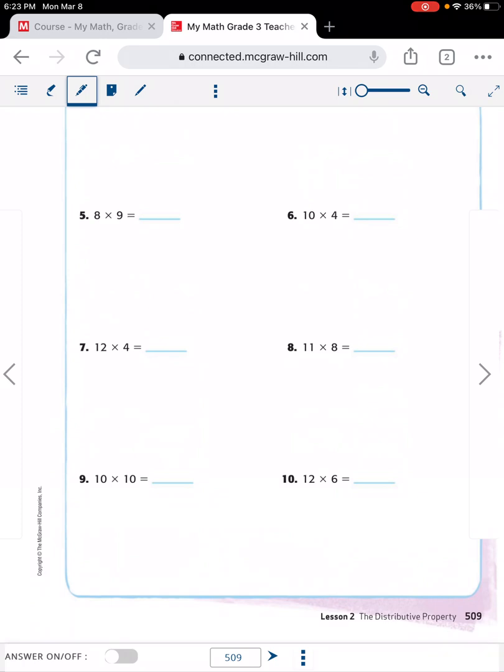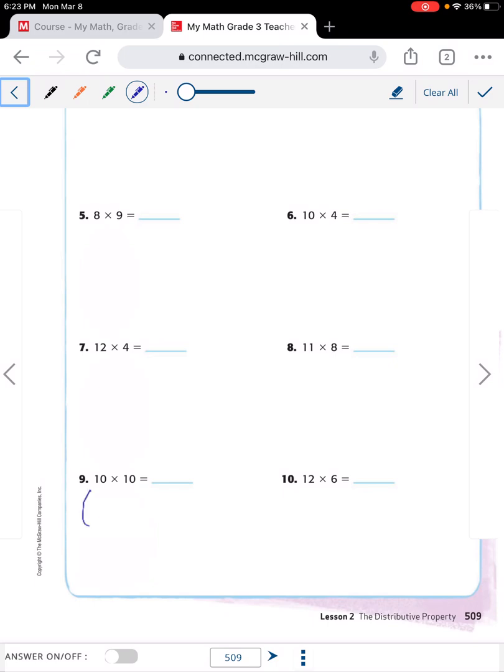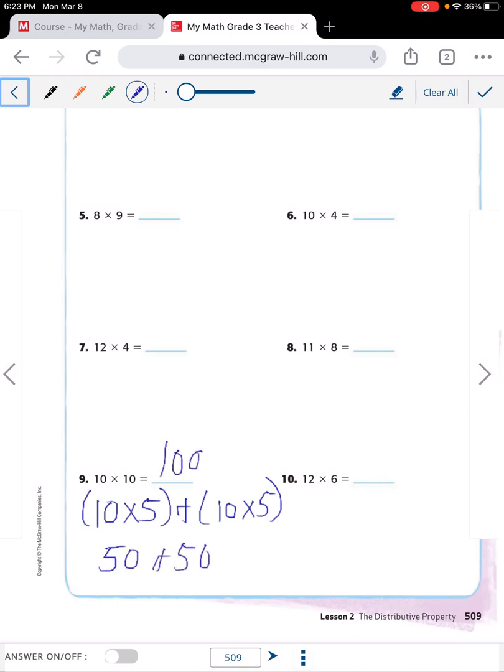So number 9. We have 10 times 10. And this is another one where you might say, I already know this. I'm not going to do distributive property. You're doing distributive property on every single one because it's practice, breaking down numbers. So here we have 10 times 5 plus 10 times 5. And the reason we do times 5 is because 5 plus 5 equals 10. We're breaking it down. 50 plus 50, which is 100.